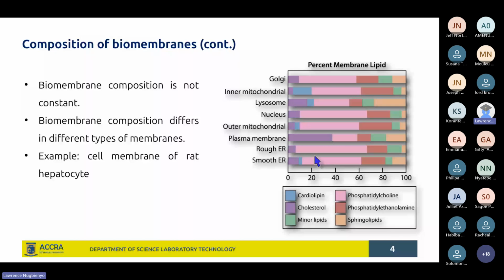organelles. Even if you take, for instance, the endoplasmic reticulum, the last two, you have the rough endoplasmic reticulum, which has some ribosomes attached, and you have the smooth endoplasmic reticulum. If you compare, you see that the rough endoplasmic reticulum has no cardiolipin at all, but you find cardiolipin in the smooth endoplasmic reticulum. And all the other components too, if you look at them, have different compositions.